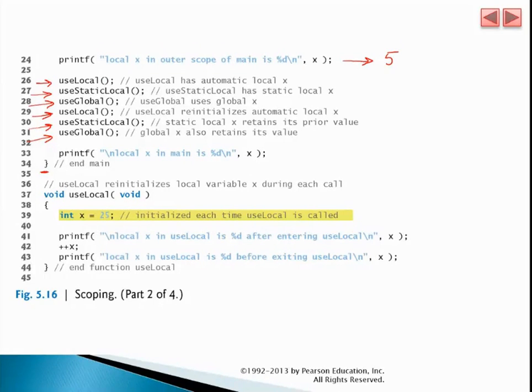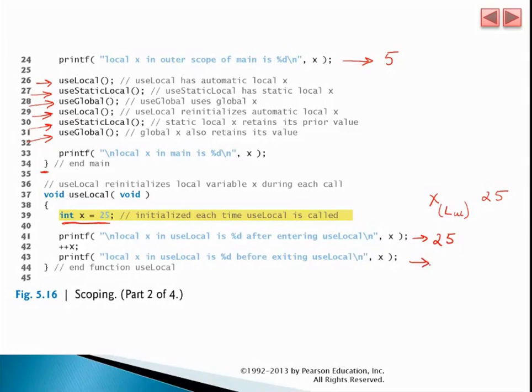Okay, so in use local we define x equal to 25. So when we come here, x will become 25. This is a local variable and it is local to the use local function. What we are doing is we are printing the value. What value will get printed here? 25. We increase the value and again print it.